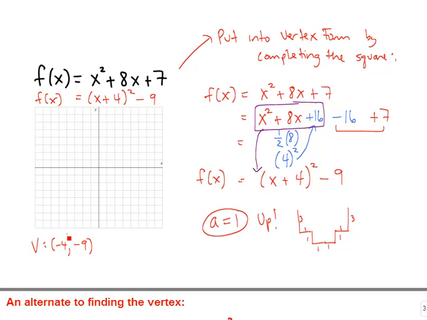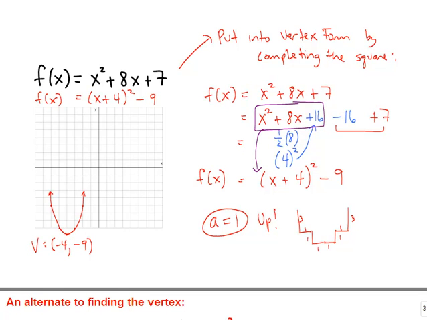So from my vertex, we're going to go over 1, up 1 on the right, over 1, up 1 on the left, over 1, up 3 on the right, over 1, up 3 on the left. And here is my graph. There's no stretching or shrinking here, so this should look like a normal parabola that's just been shifted left 4 and down 9. Those were the only transformations that this graph had.